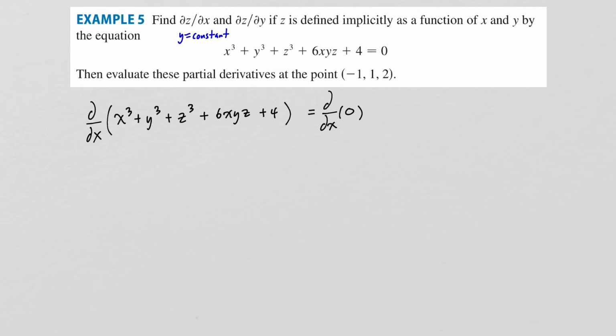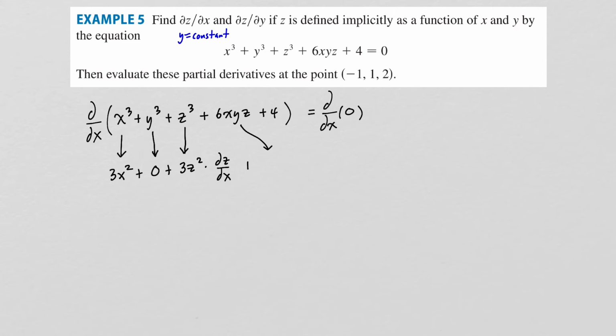So let's do this. The derivative of x cubed with respect to x is 3x squared, plus the derivative of y cubed with respect to x is 0. Now this next part is a little bit trickier. The derivative of z cubed with respect to x is 3z squared, but then we have to multiply by the partial derivative of z with respect to x. This is the chain rule, and you do this when you take implicit derivatives in single variable calculus.